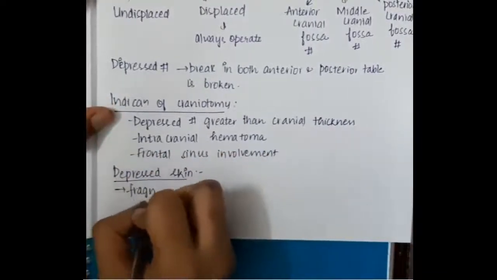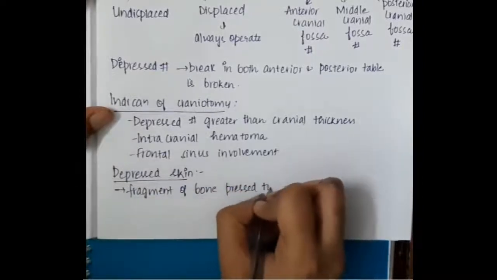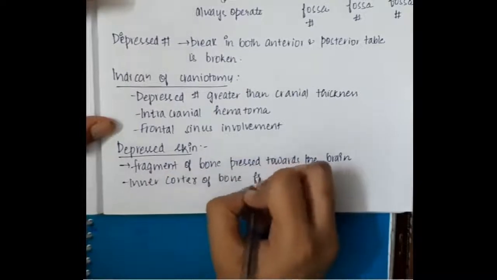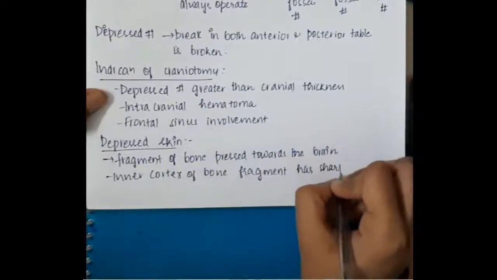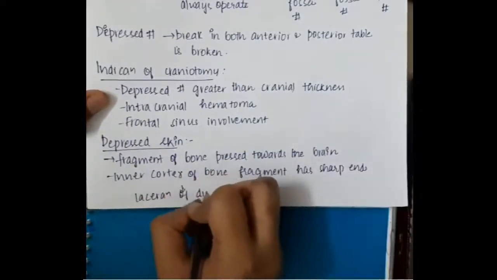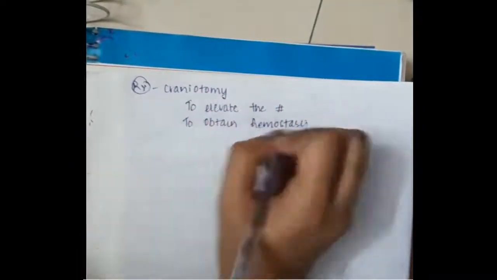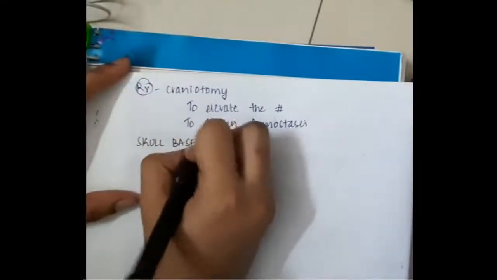Then depressed skin. The fracture of bone pressed towards the brain causes depression of skin. The inner cortex of bone fragments has sharp ends, which can cause laceration of the dura, blood vessels or brain. Treatment is to do craniotomy, elevate the fracture and obtain hemostasis.